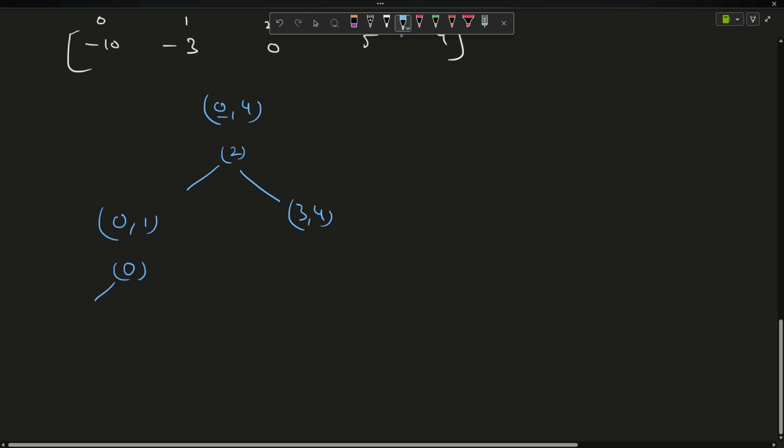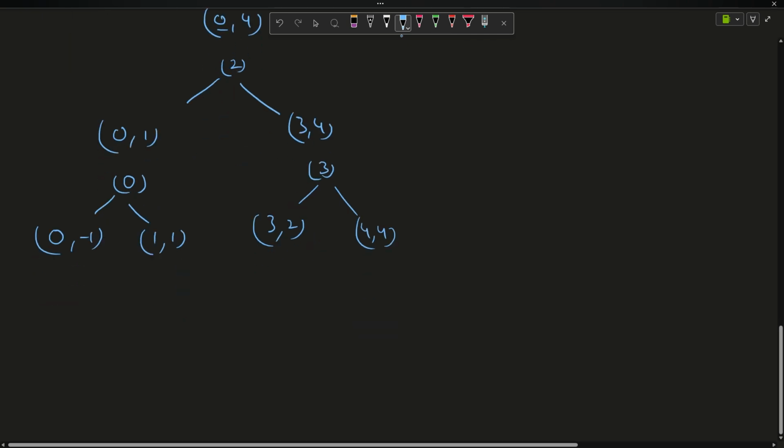What are these calls? My low is gonna be low, but my high is gonna be mid minus 1, that is minus 1. And for the second part, my low is gonna be mid plus 1, that is 0 plus 1, 1, and my high is gonna be 1. Correct? And for 3 comma 4, my mid is gonna be 3, and the two recursion calls will be from low, that is 3, to 3 minus 1, that is 2, and my low is going to be now mid plus 1, that is 4, up till 4.